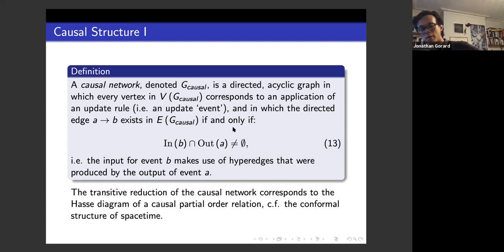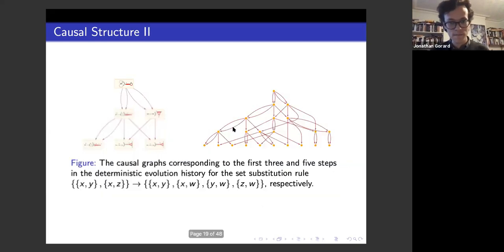If we take this causal network and we transitively reduce it, we get the Hasse diagram for some strict partial order relation that turns out to have very similar properties to the causal partial order relation that one cares about in doing analysis of the conformal structure of space-time. And I might talk about that a bit later when I get to these more speculative relationships to fundamental physics.